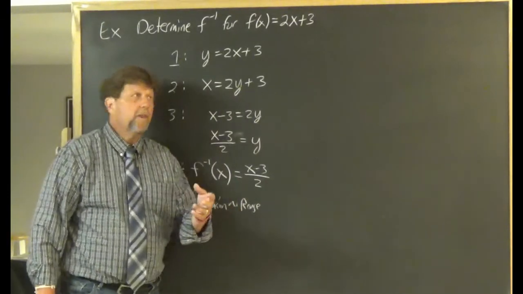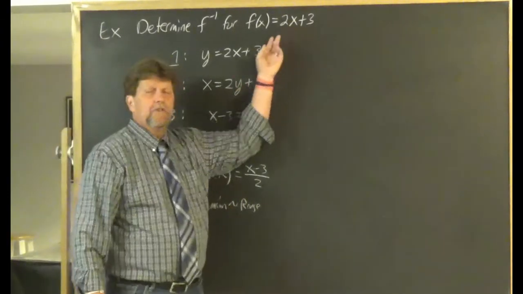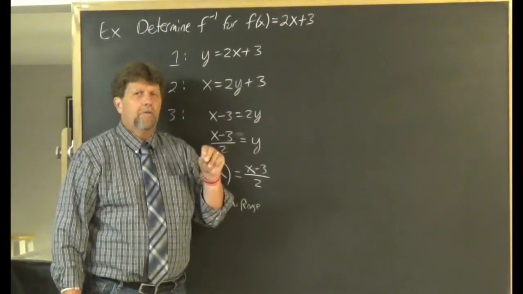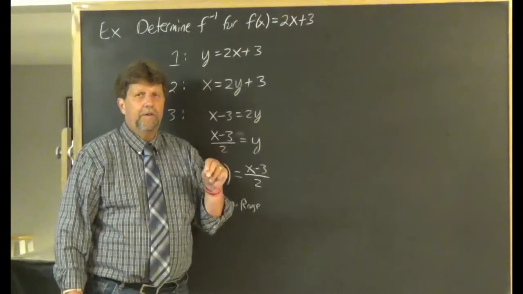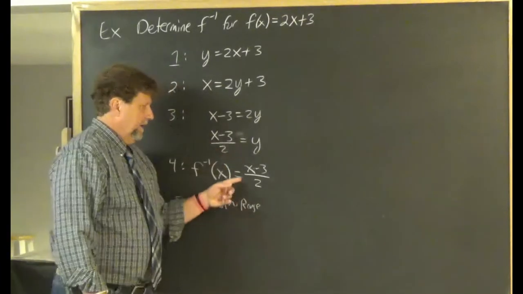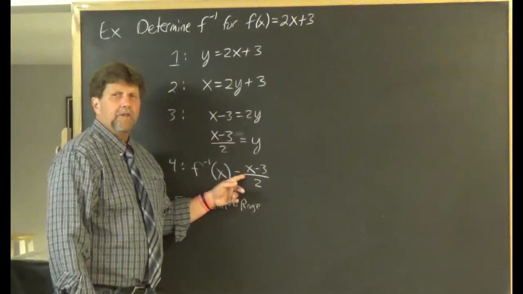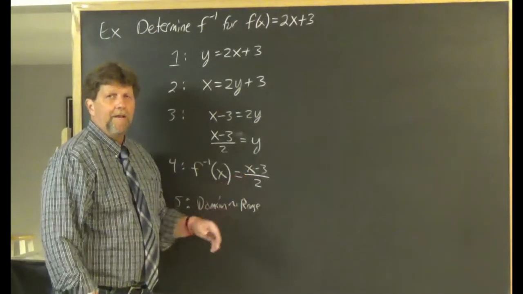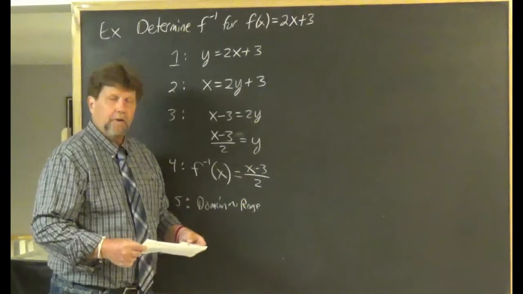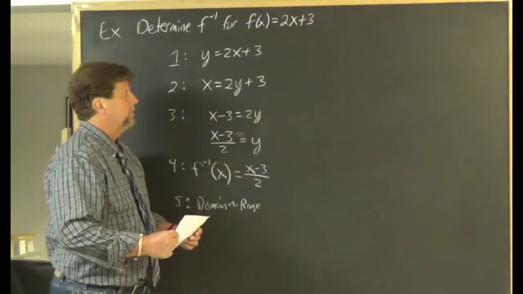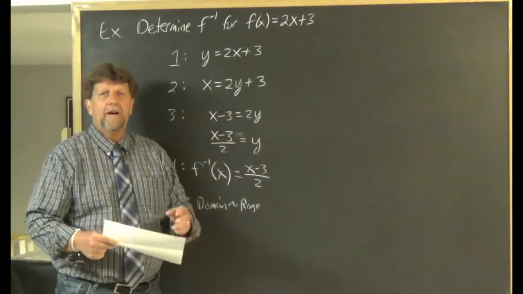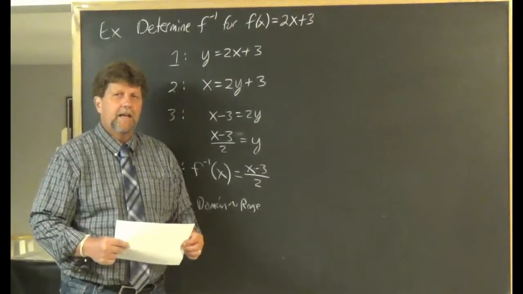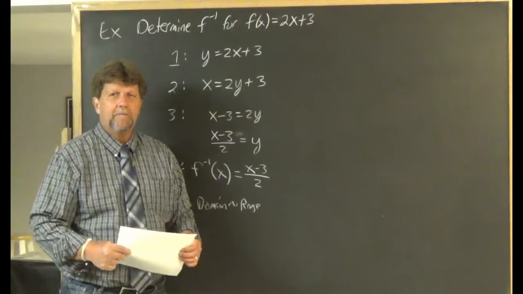It's pretty quick for this one because a linear function, 2x plus 3, has a domain of all real numbers and a range of all real numbers. This too is a linear function which has a domain of all reals and a range of all reals. So we do have that domain range agreement. So that was a quick review of how you would find an inverse function. Let's head back to the slides and see what the next review topic is.